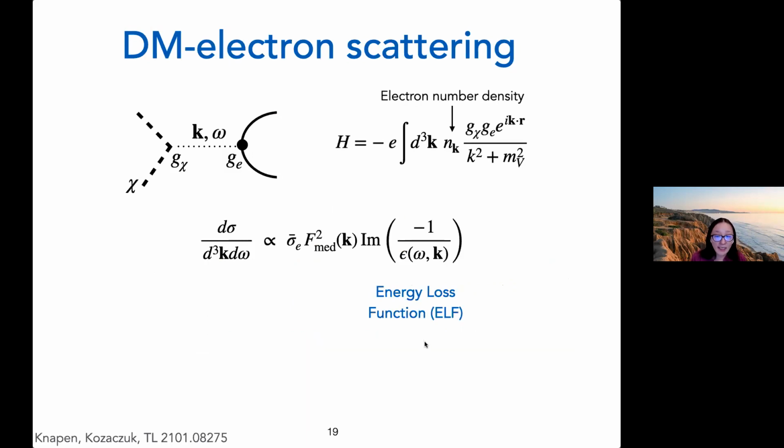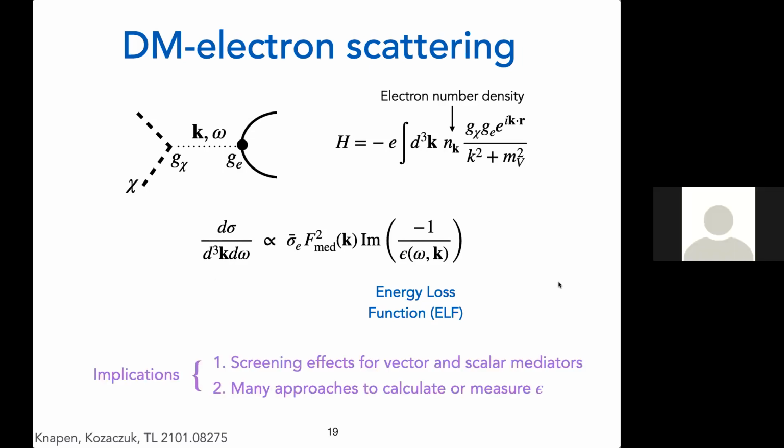Okay, so that's basically it. Of course, there's a lot more details if you want to account for the fact that these targets are periodic media and so on. But basically, through that logic, you can say that the dark matter cross-section is now proportional to some fiducial dark matter electron scattering cross-section, the mediator form factor that we discussed very briefly, and then this energy loss function.